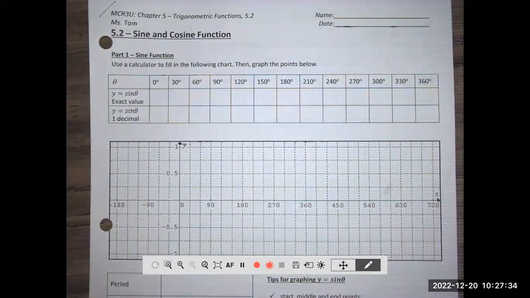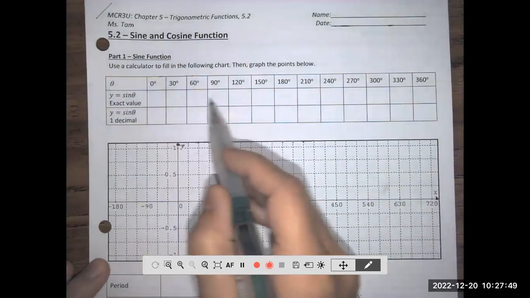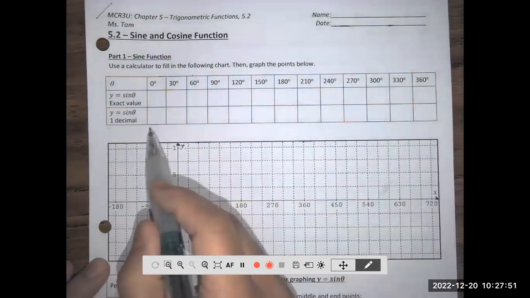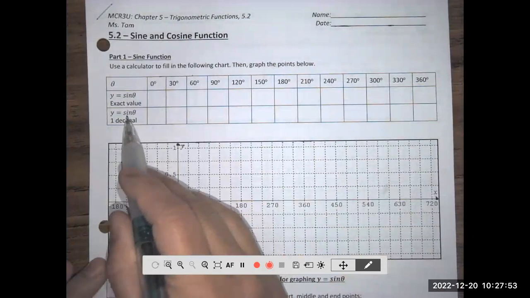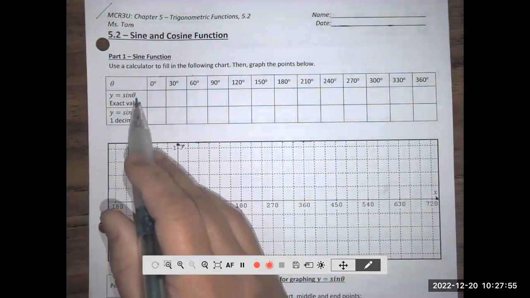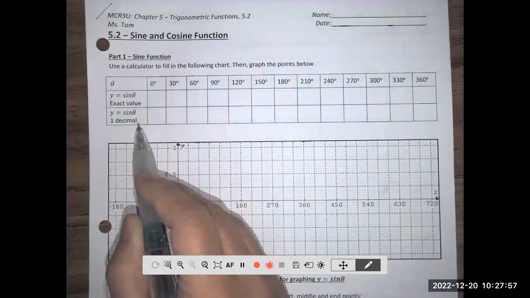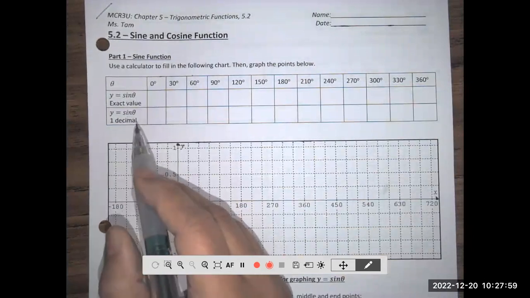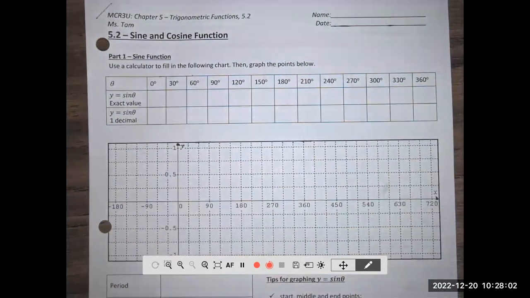Remember, sine is second. And we're going to write down all of the exact values that we know from 0 to 360. Okay, so take a moment to do that. Once you've filled in this entire row, I want you to use your calculator and actually sub in the values sine 0, sine 30, and you're going to round that to just 1, maybe 2 decimal places. Okay, go for that. I'll give you a couple minutes to do that.